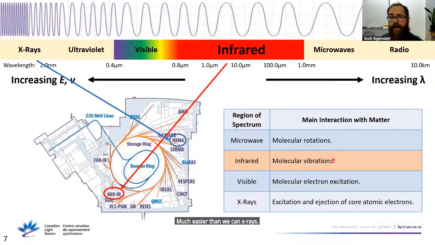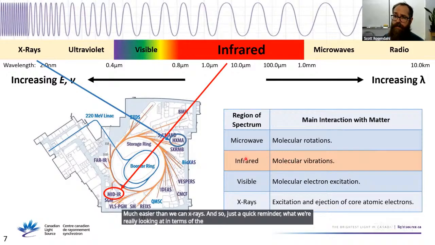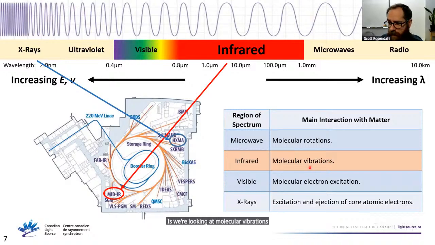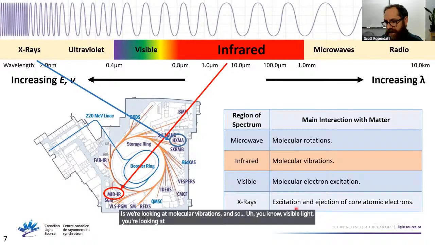And so just a quick reminder, what we're really looking at in terms of the main interaction of our photon energies is molecular vibrations. With visible light, we're looking at electronic excitations, the same too with the X-rays, but in the infrared, we're primarily looking at those molecular vibrations.